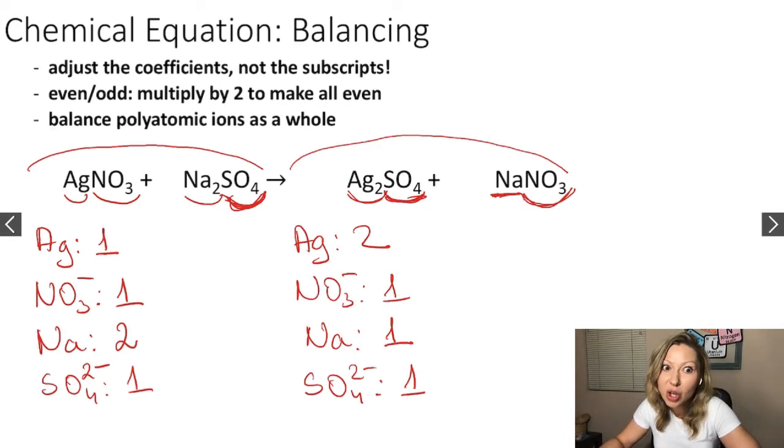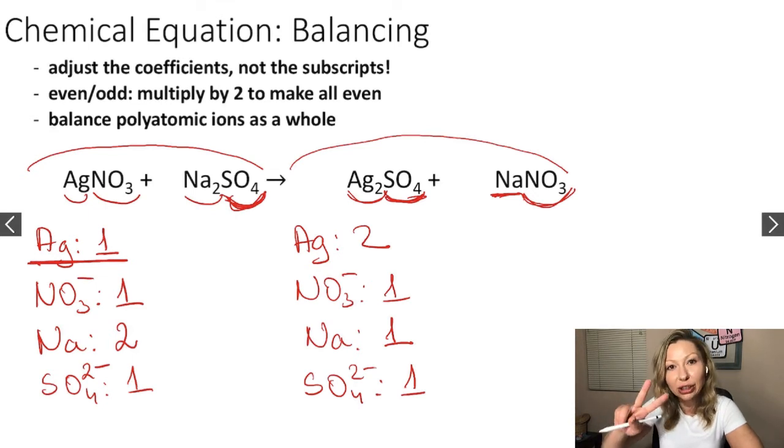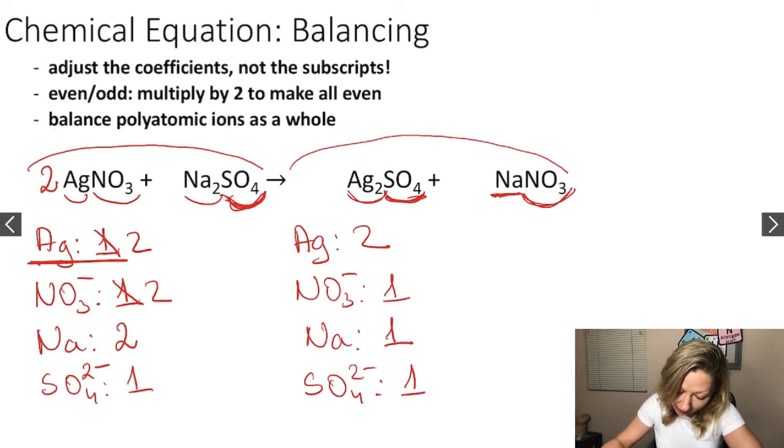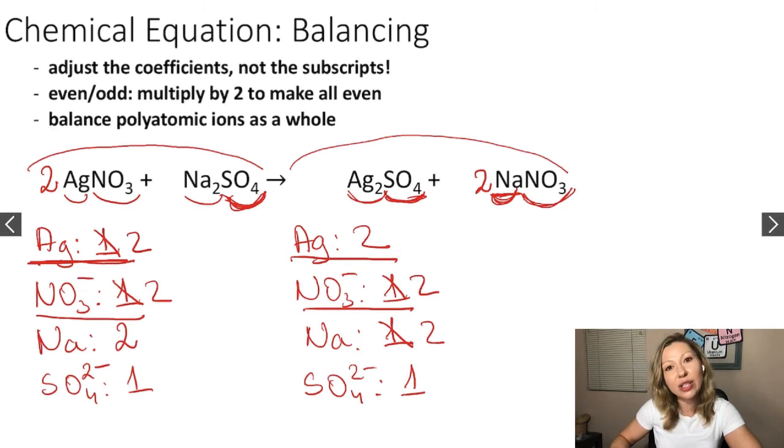So let's start on the top and let's start balancing my silver atoms. Since I only have one on this side, I have to multiply that by 2. So that is going to be 2 silver nitrates. And I adjust for the numbers, so 2 and 2 for the nitrate ion. Okay, now I have the same number of silver atoms, but my nitrate ions are different. So I have to adjust that by 2 on my product side. So that's gonna be 2 for the nitrate ions. And since I adjust the sodium nitrate, I have to put a number 2 next to it also.